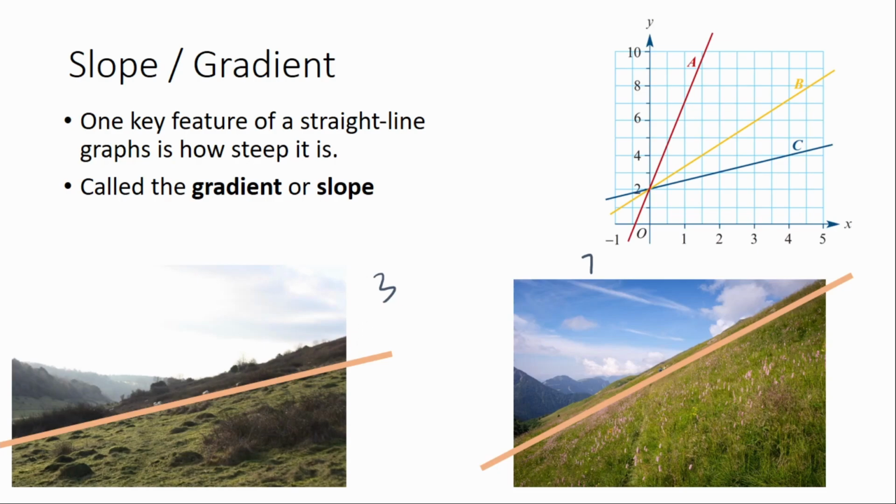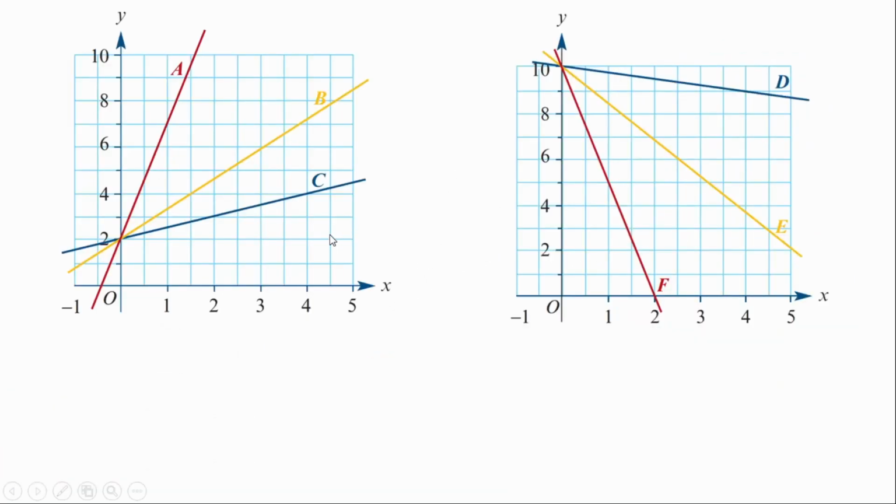Look at the numbers. That goes with the graphs as well. It's not really about difficulty, but the steeper the graph is, the higher the number will be. And the less steep it is, the lower the number of the gradient or the slope will be. So that's just one way we can remember that. That's what gradients or slopes are: how steep a straight line graph or a linear graph is. Let's go into some of these now.